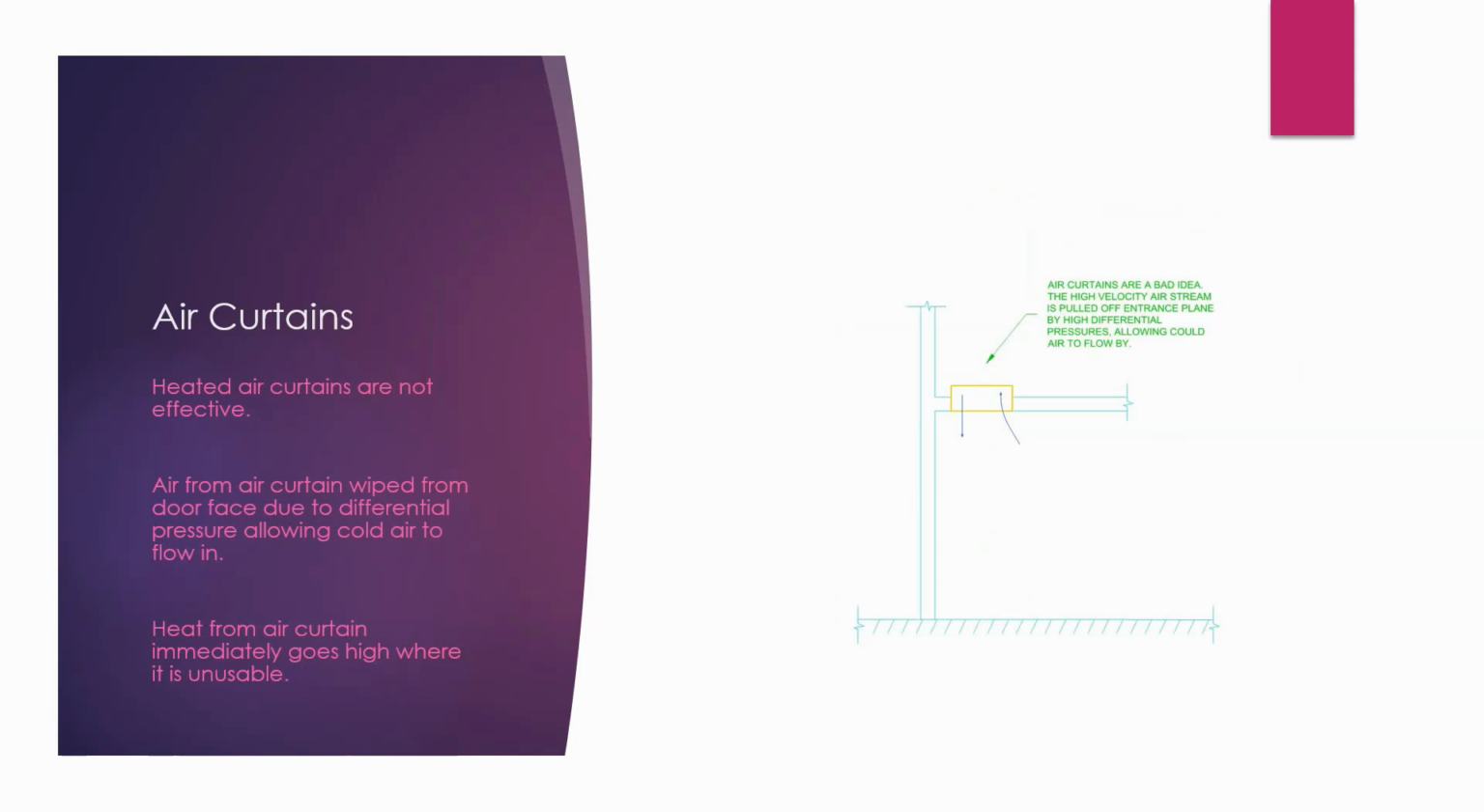So the last thing you want to do is put in an air curtain and skip the two sets of doors. And in fact, this cabinet unit heater does very little good. What happens is the cold air gets pulled off of the door, or the hot air gets pulled off of the door. It immediately goes high and is no good to the occupants around this entrance.